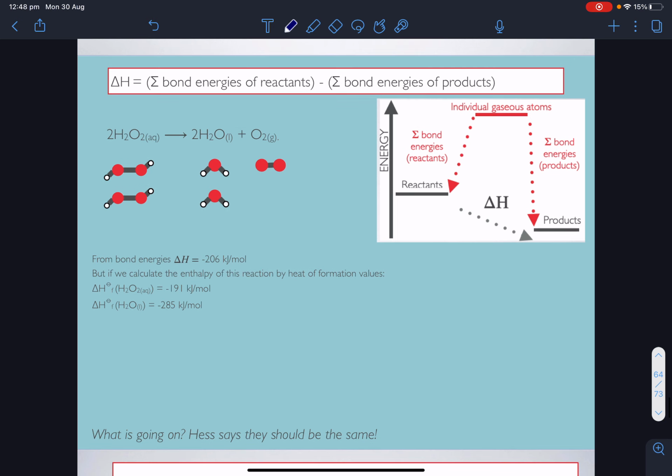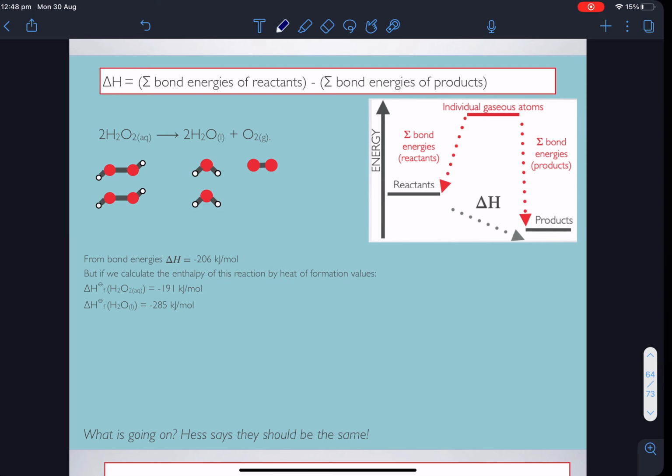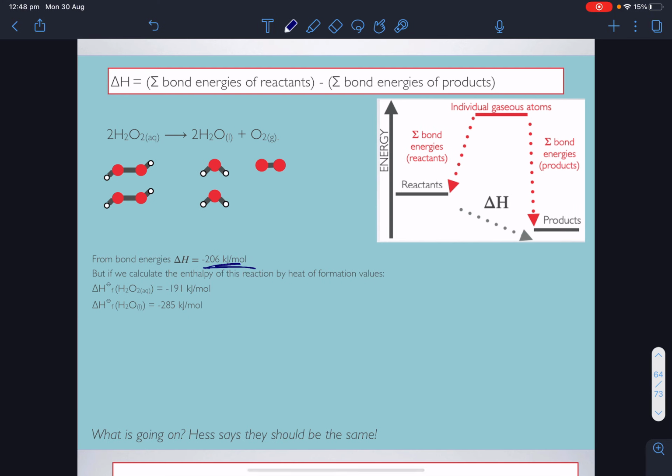So here we're going to do the same problem now. We worked it out using bond energies, negative 206, but now we're going to calculate the enthalpy of the reaction using heat of formation values. So the enthalpy using heat of formation values is going to equal the sum of the heat of formation of the products minus the sum of the heat of formation of the reactants. So we're working out the same problem two different ways.